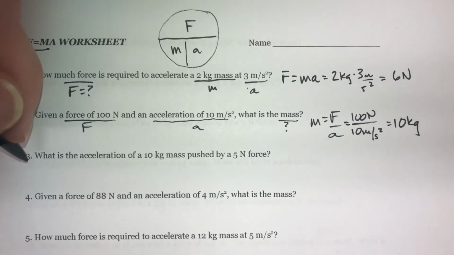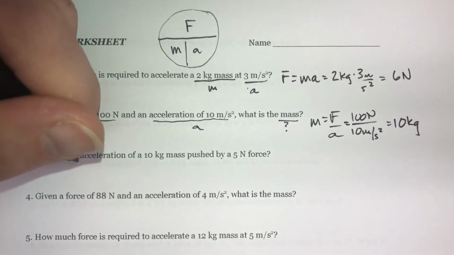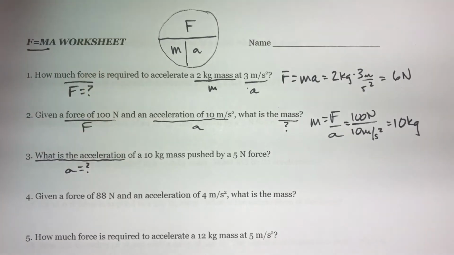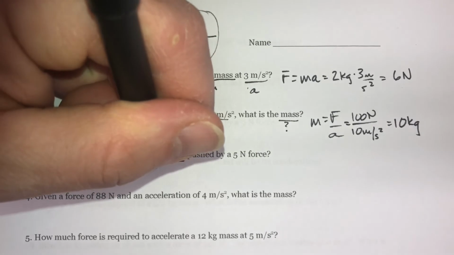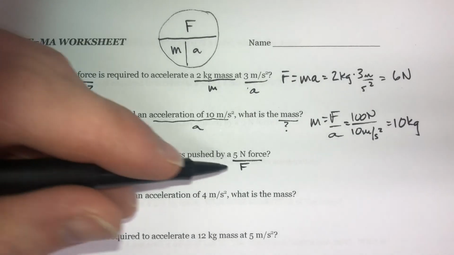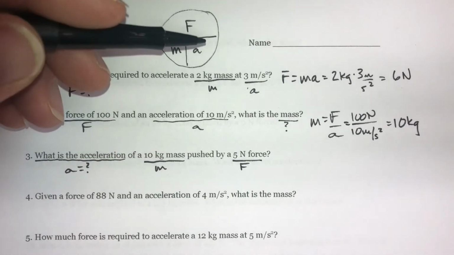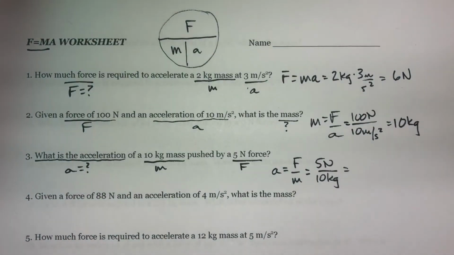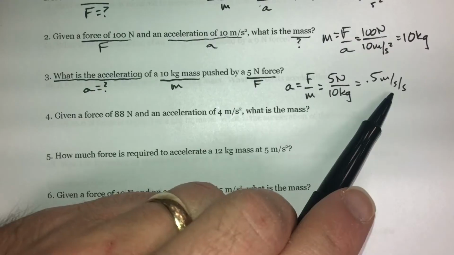All right, number 3. What is the acceleration A of a 10 kilogram mass pushed by a 5 Newton force? Unknown, known, known. Now I need an equation. A equals F over M. So that's going to be 5 newtons divided by 10 kilograms. 5 divided by 10 is 0.5. And what are our units of acceleration? Meters per second per second.